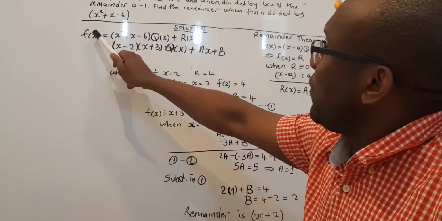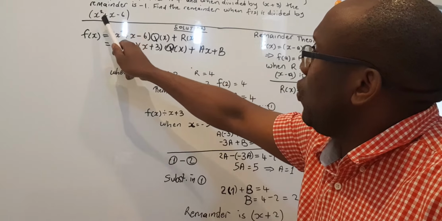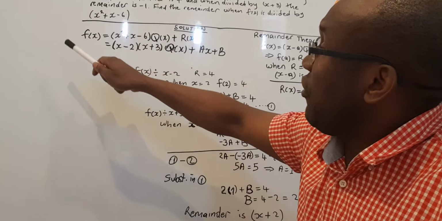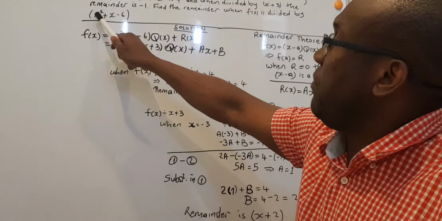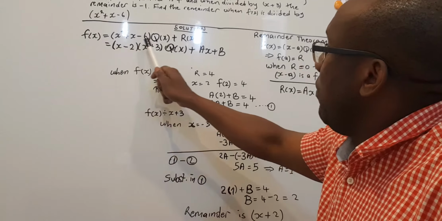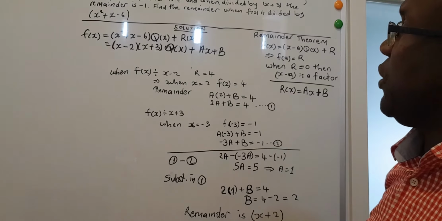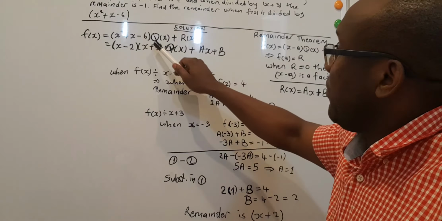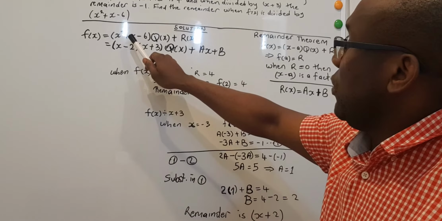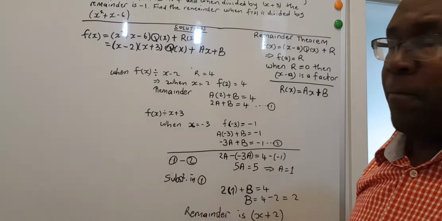The f of x function is of degree 3. We will divide it by x squared plus x minus 6. That means we still have a remainder that is of the form with x, because the power of this is only 2. We have to go up to 3. If we look at this general form, f of x is equal to x squared plus x minus 6 times a certain function plus a remainder. Because this is of power 2 and f is of degree 3, our remainder will be of the form ax plus b.